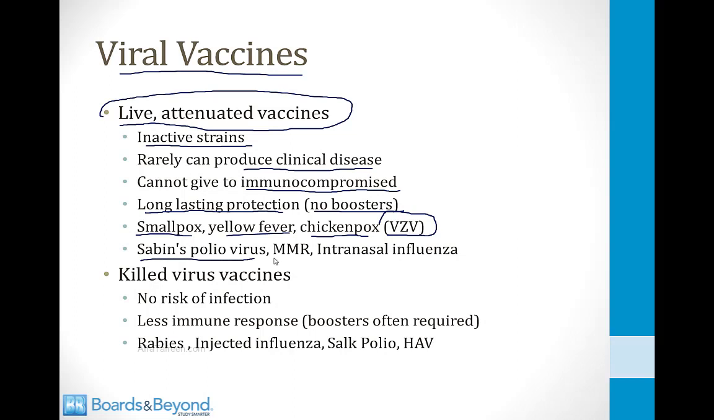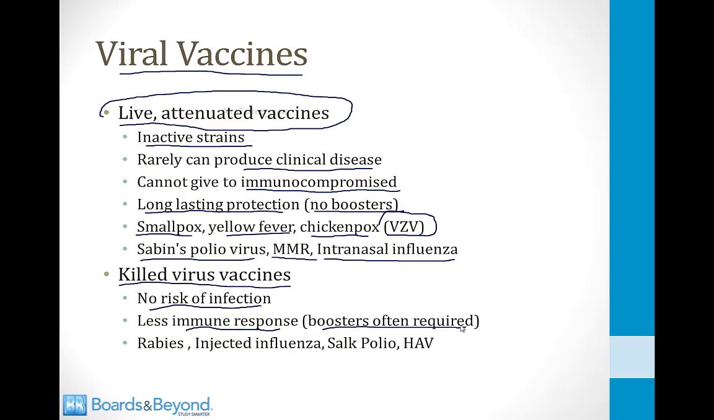The measles, mumps, and rubella vaccine, or the MMR vaccine, contains live attenuated viruses. And then the intranasal influenza vaccine, which is a nasal spray you use on children, also contains a live attenuated version of the virus. The next type of vaccines are called killed virus vaccines. So these are killed viruses, obviously, and there's no risk of infection because the virus is dead. However, these generate less immune response, so you often have to give boosters more often than with live attenuated vaccines.